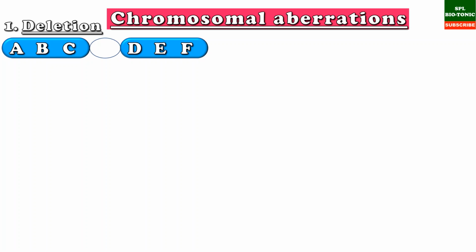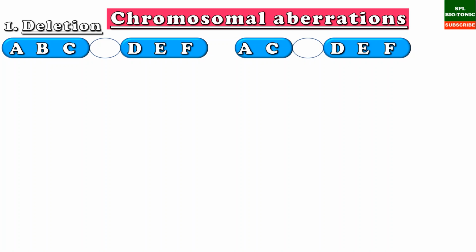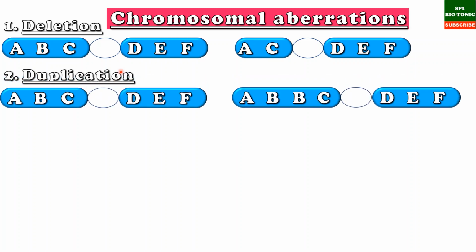In this case we can see that the B segment is deleted, which has resulted in an altered sequence of the chromosome. So that is called deletion. In the case of duplication, which is also called repetition, the segment B is repeated, and you can see the sequence first as ABC, which after duplication has become ABBC. So this is duplication.